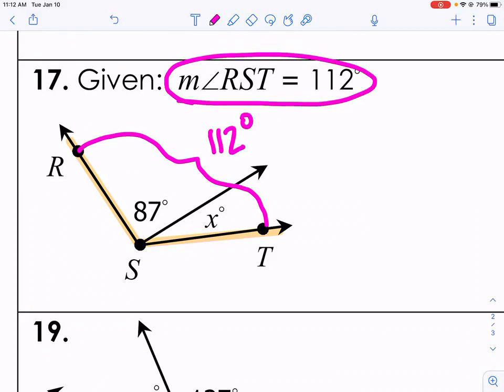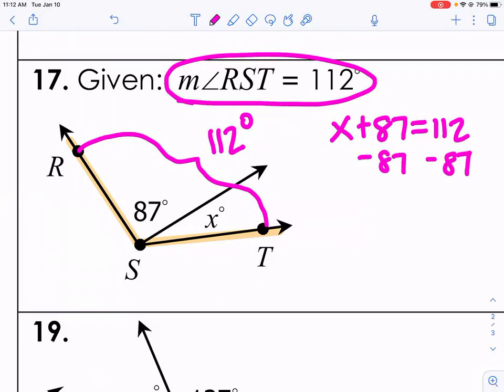So how are we going to figure out X? We know that X and 87 should add together to be that whole big thing. Do you see that? So Jada's saying subtract 87, which is what we would do in an equation situation. Bella, what's 112 minus 87? 25.